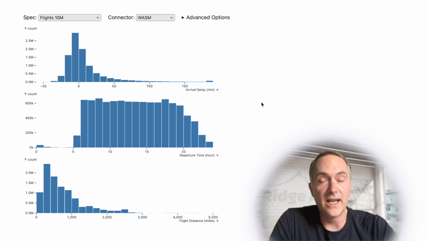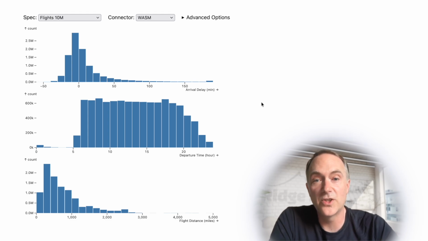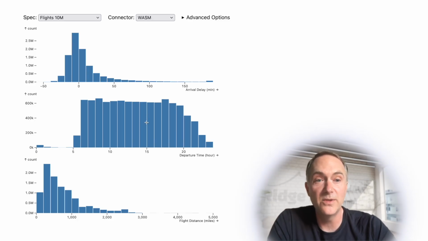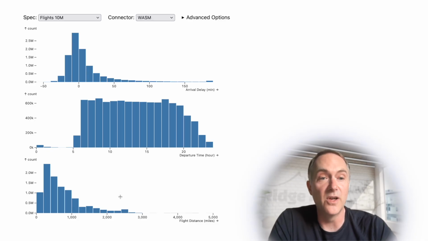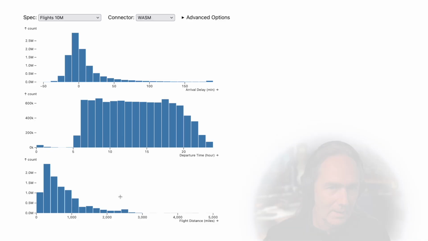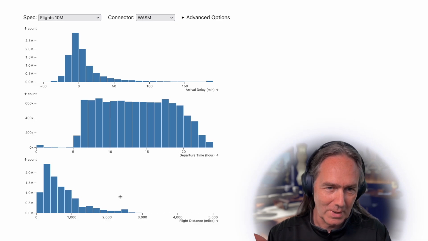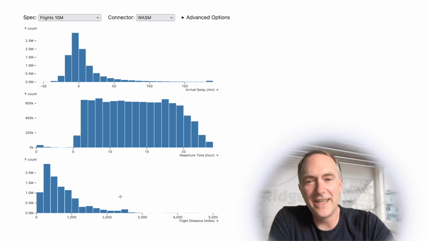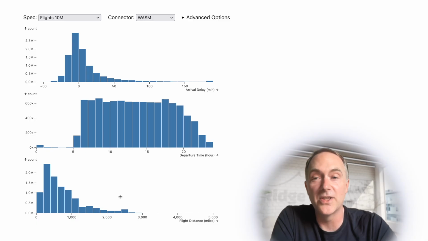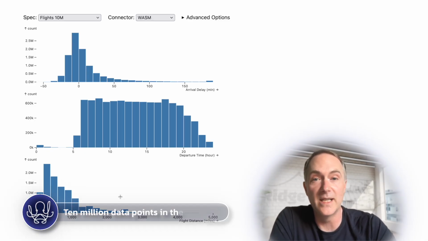This is real data from US flights, and it's showing a histogram of arrival delay above, departure time, so what time in the local time zone a flight left, and then down below we see a histogram about the distance flown, so how far did that flight go. And I'm guessing there's 10 million records in this data set? Yeah, and in this case, we're doing this purely in the browser, but we've loaded from a Parquet file, and so we're working with 10 million data points.